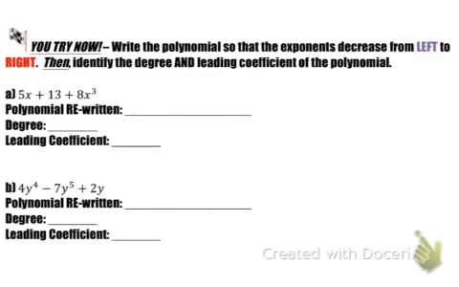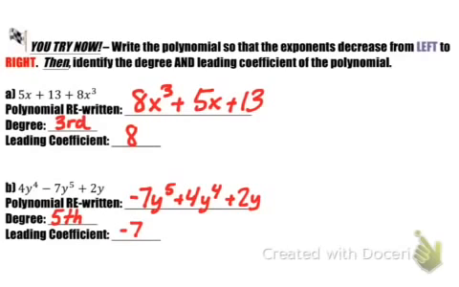Alright, you try this on your own. Each polynomial needs to be rewritten with the exponents decreasing from left to right, and then identify the degree and the leading coefficient of each polynomial. So pause the video and then try these on your own, then check back in with me for the answers. Okay, did you guys get these right? If so, good job. If not, mark your answers for whichever ones you got wrong, so that you can keep in mind that these were the ones that you had trouble with.